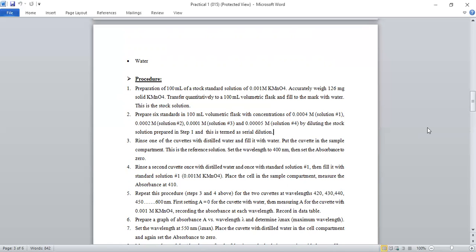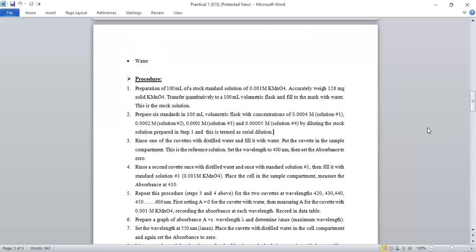Rinse one of the cuvettes with distilled water and fill it with water. Put the cuvette in the sample compartment. This is the reference solution. Set the wavelength to 400 nanometer, then set the absorbance to 0. Rinse the second cuvette once with distilled water and once with standard solution number 1. Then fill it with standard solution number 1, 0.001 M KMnO4. Place the cell in the cell compartment. Measure the absorbance at 410.